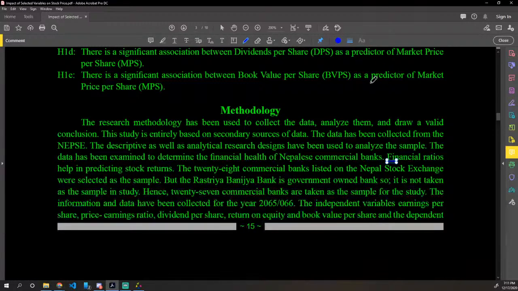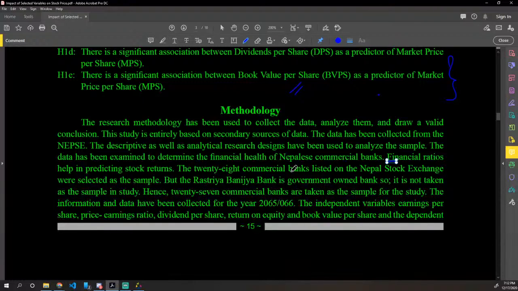Isn't this a bad thing? Your hypothesis is right here. These are your financial ratios, so it's one of the financial ratios. You are examining whether this is a predictor or not, and then right away in the methodology you are saying financial ratios help in predicting stock returns.